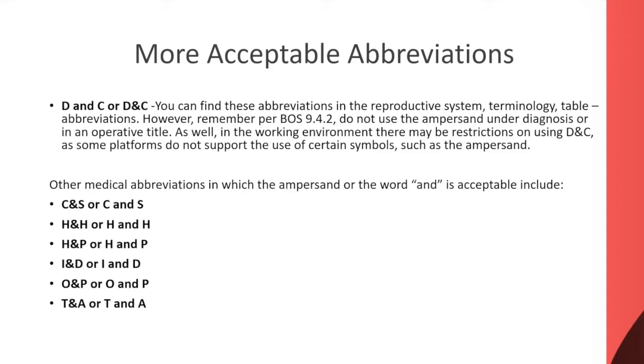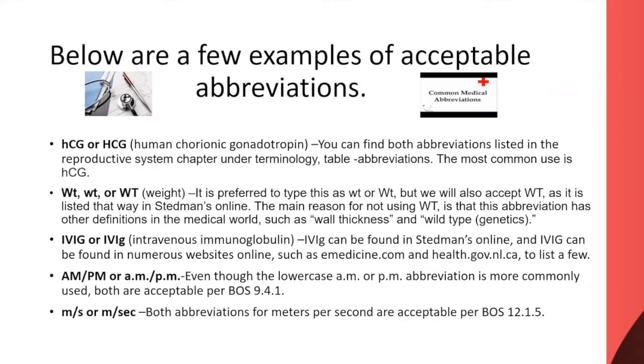So below are a few examples of acceptable abbreviations. So for example, you can spell HCG with a lowercase h or capital HCG. So either way, we accept that. And of course, you can find both abbreviations listed in the reproductive system chapter under terminology and then table abbreviations. The most common use is the lowercase h and capital C and capital G.